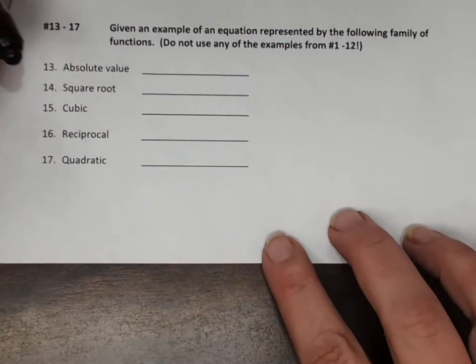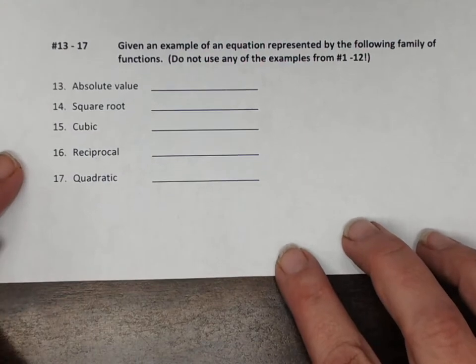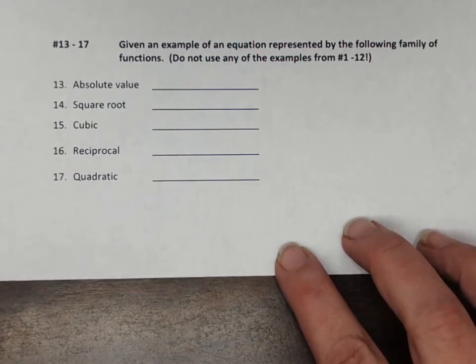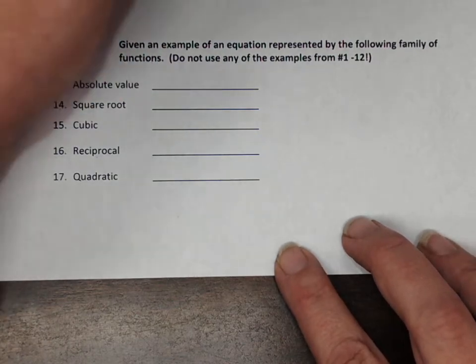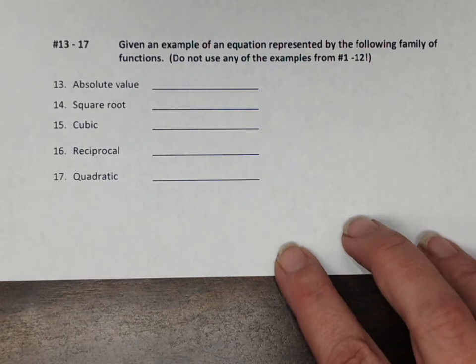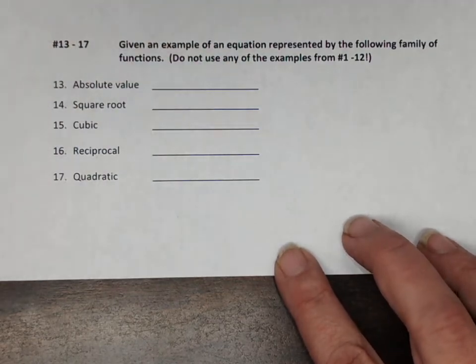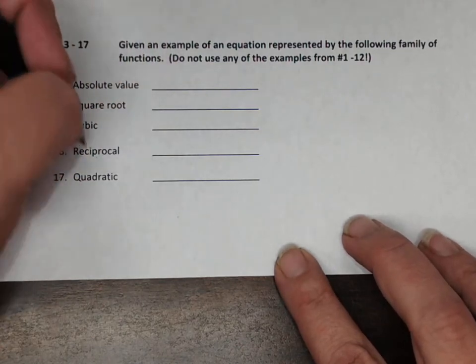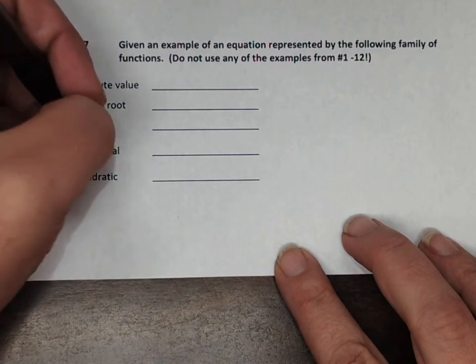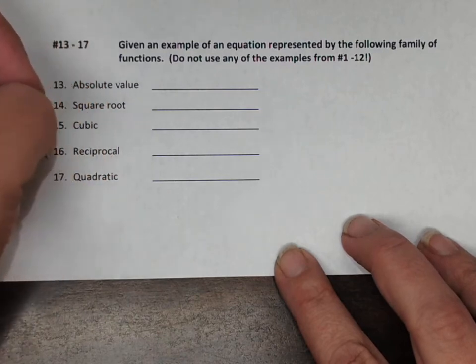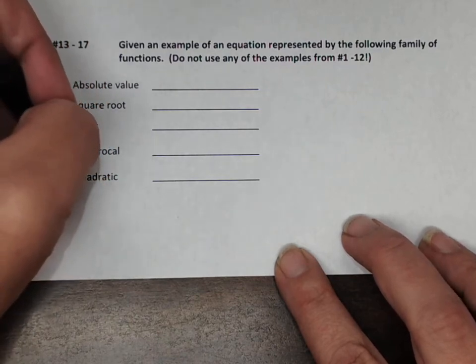Now let's look at number 13 through 17. Here they want you to give an example of an equation represented by the following family of functions, and they don't want you to use any of the examples from number 1 through number 12. So please do not just write in one of these ones that's up on the top of the page. Let's do, how about a reciprocal function, because this is actually what we also call that rational function.